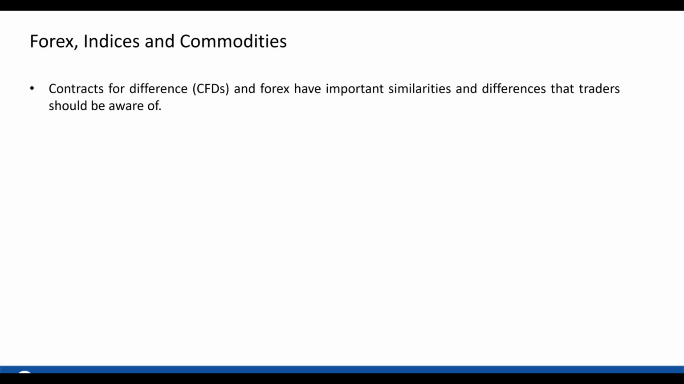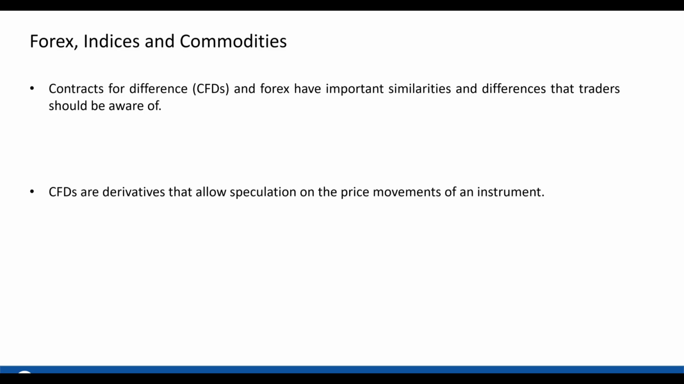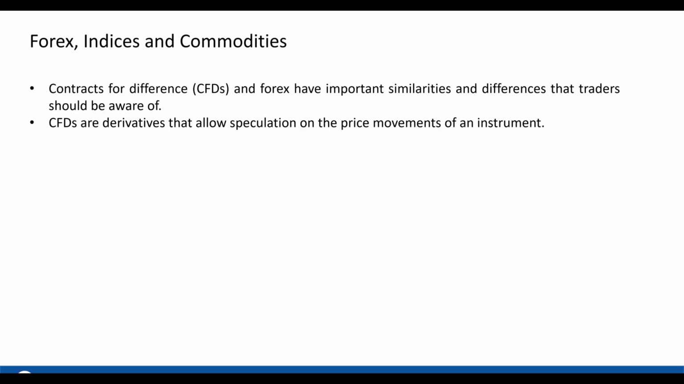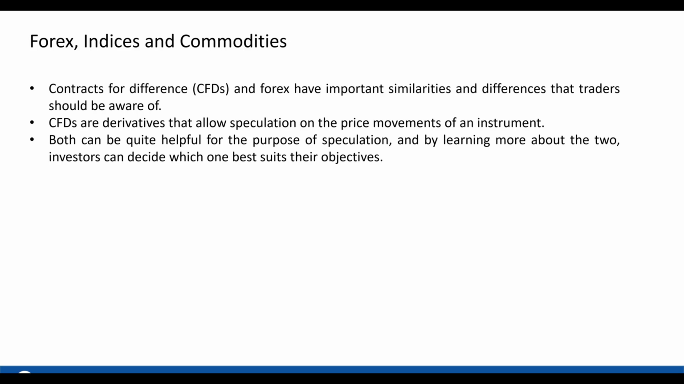Forex, indices, and commodities. Contracts for difference, CFDs, and Forex have important similarities and differences that traders should be aware of. CFDs are derivatives that allow speculation on the price movements of an instrument. Both can be quite helpful for the purpose of speculation, and by learning more about the two, investors can decide which one best suits their objectives. In some cases, traders may opt to use both. It really depends on the situation.